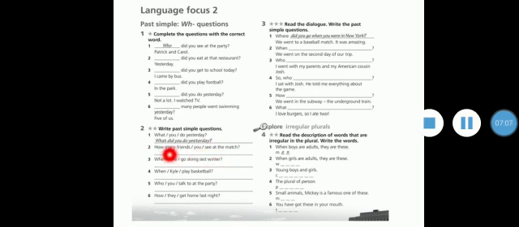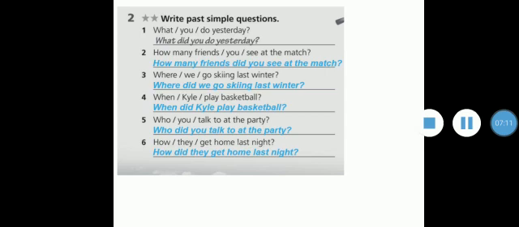Number 2, how many friends did you see at the match? Number 3, where did we go skiing last winter? Number 4, when did Gail play basketball? 5. Who did you talk to at the party? And the last one, how did they get home last night?